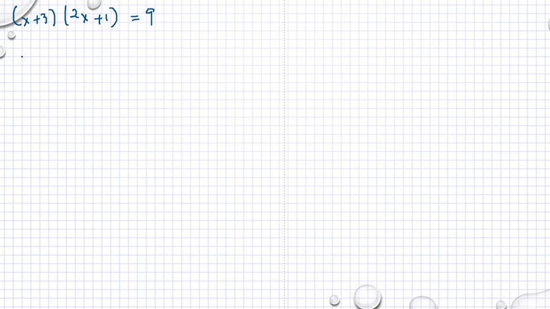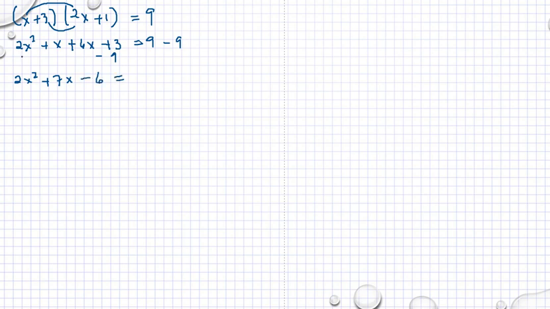Here comes some examples, a little bit more complicated than the one that I gave in my first video in this series of videos. What you can do here is you multiply, you expand. So you have 2x squared plus x plus 6x plus 3 is equal to 9. If we subtract both sides of the equation by 9, then we have 2x squared plus 7x minus 6 is equal to 0.